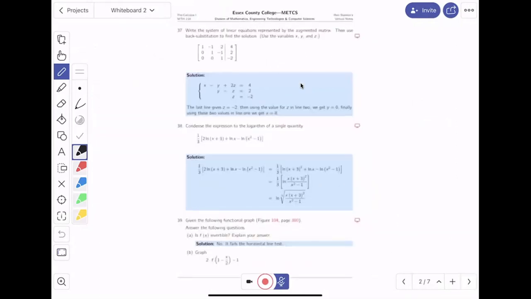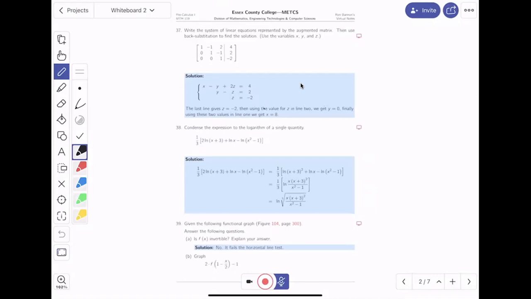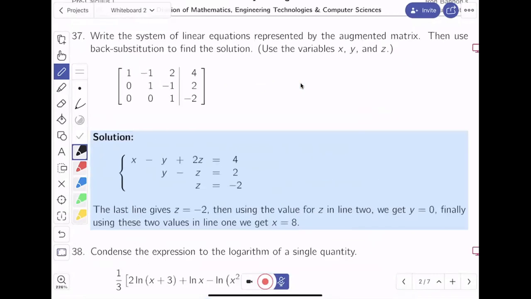Let's go to the next question. Write the linear system represented by this augmented matrix and determine what x, y, and z are. And I can do that pretty easy. I'm going to just make sure you understand that they asked me to do something. And this can be x minus y plus 2z is equal to 4. The second line is just y minus z equals 2. And the third equation is z equals minus 2. All right, so I wrote it down. I did the first step. And it says use back substitution to figure out the solution to the problem.